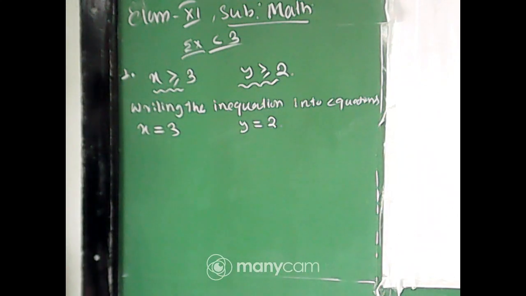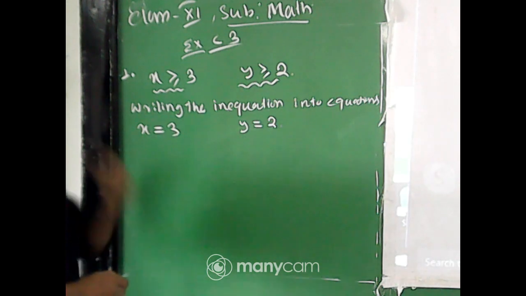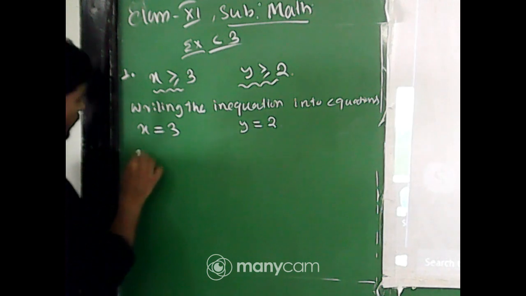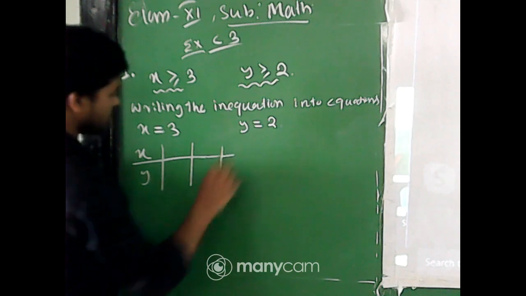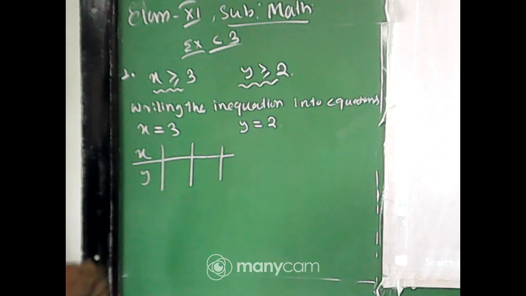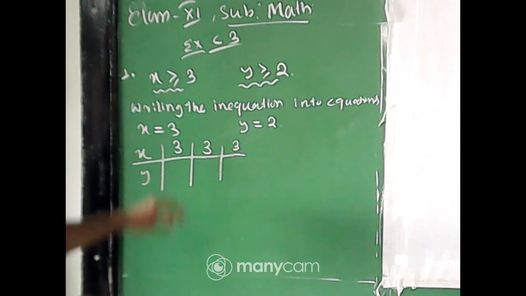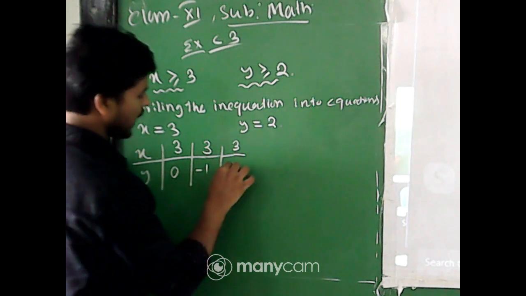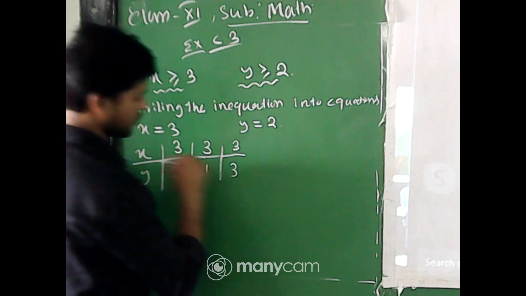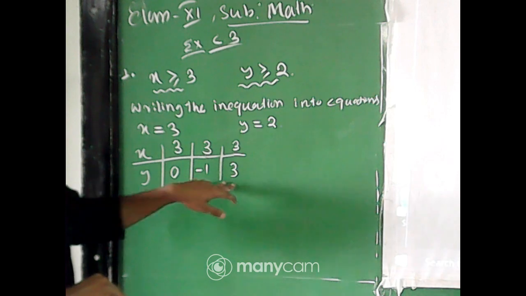Now from class 9 we know how to draw this type of graph. So what we did there? We make a tabulation of x and y, and we choose at least 3 sets of solutions. Look here, x equal to 3, so the value of x will always be 3, and you can choose any value of y. So I am choosing 0, -1, and suppose 3 again. Instead of these, you can choose any value of y.